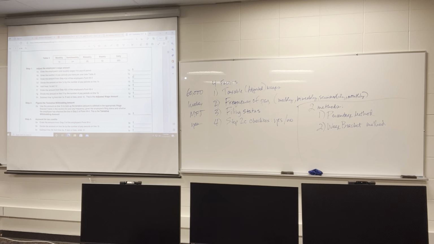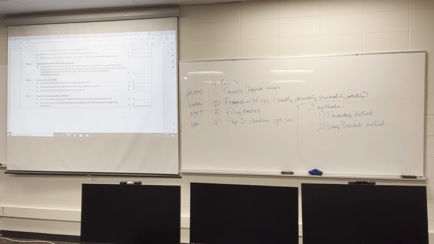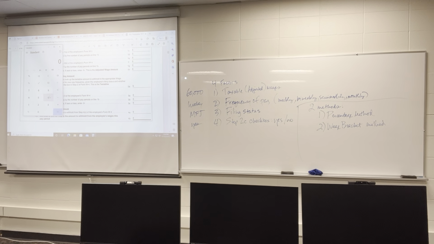Well, this is kind of funny. They start out with the taxable wages this pay period, and then they ask how many pay periods there are, and then you end up dividing it by the number of pay periods. So you're kind of going forwards and then backwards with this amount. So let's look at 60,000 divided by 52 pays. In this case, our adjusted wage is $1153.85 per pay.